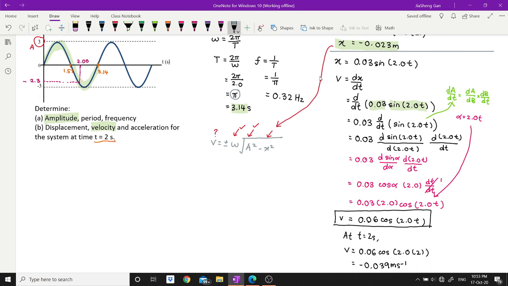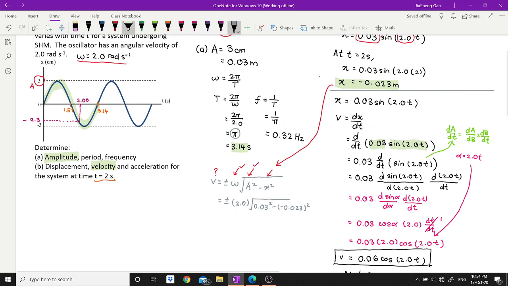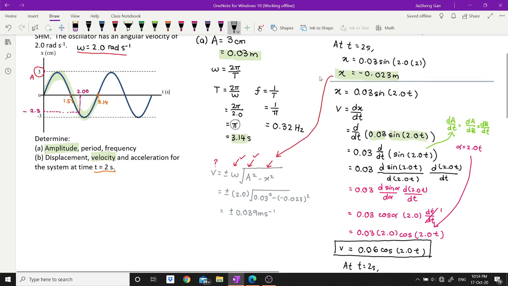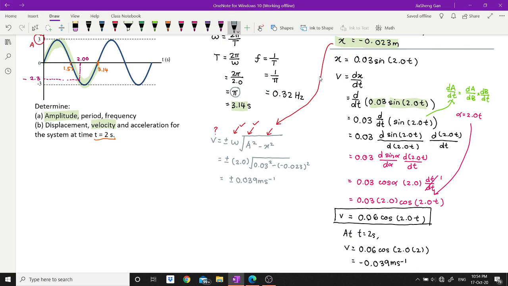So happily you try to substitute everything inside. 2.0. Alpha would be, what is alpha again? 0.03. Okay, it's from up there, 0.03 minus, this is your x, negative 0.023 squared. If you are not sure where I get a, I get it from here. Knowing this, you can continue to solve this, and the answer you get will be plus minus 0.039. Let's compare this way of doing it, whether the answer is the same or not. If you compare these two, you see that they have the same value.